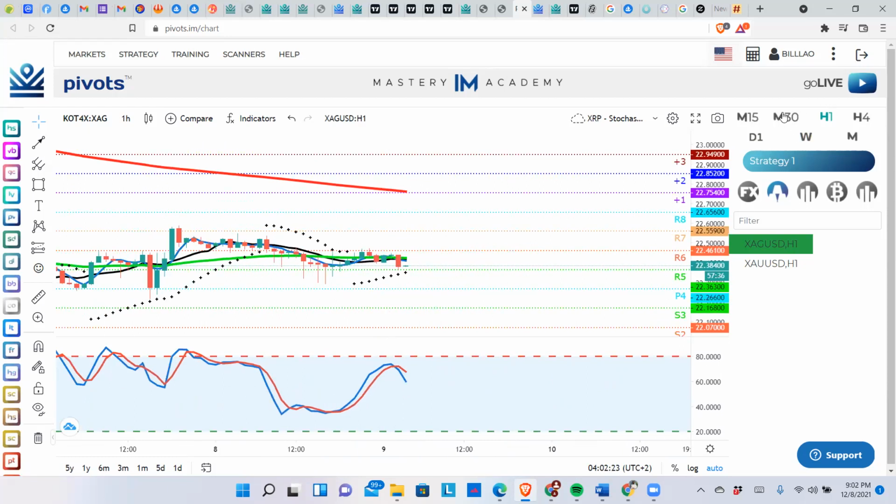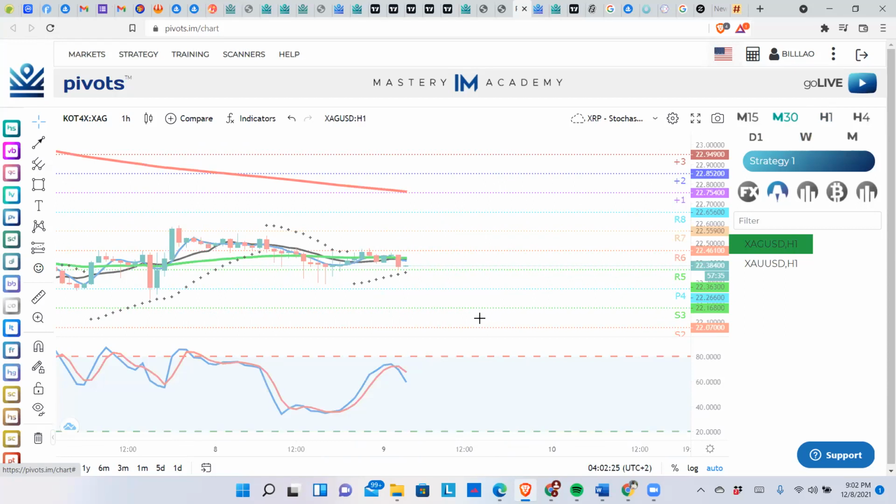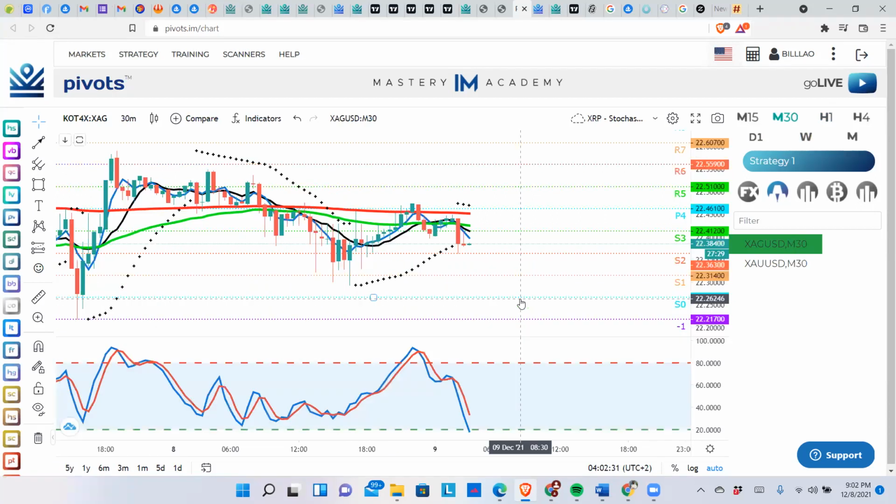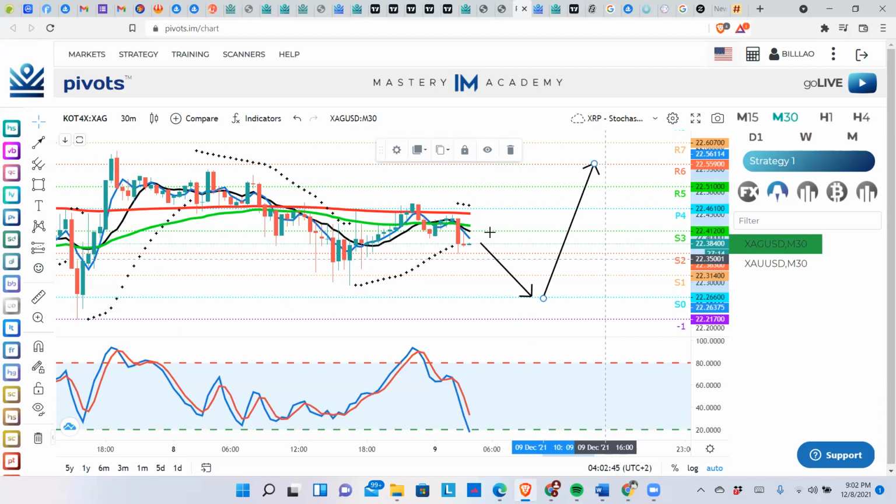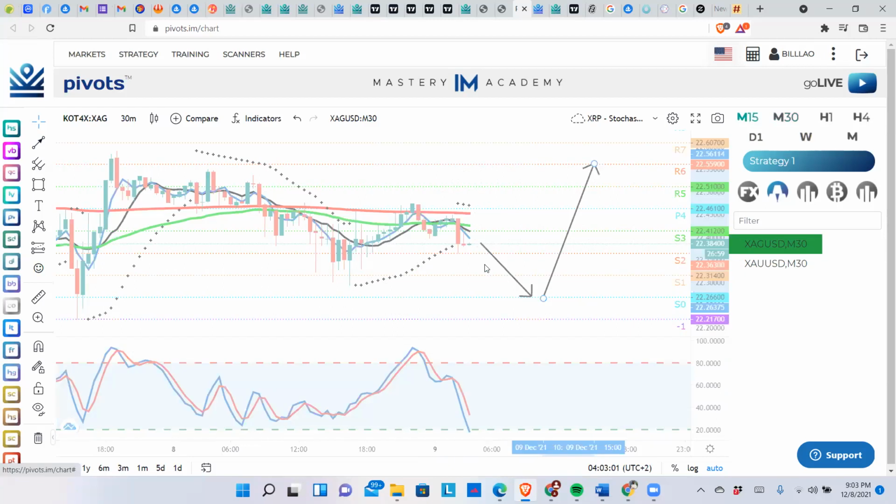So 22.26, if we come to 30 minutes, 22.26 is at S0. So we want to see this, then we want to see a buy from 22.26. Okay. So we want to see a drop to 22.26, then a buy from there. You can see the stochastic is obviously pushing down. By the time it becomes completely oversold, yes, we should probably be at S0. Okay. And on the 15 minutes, this allows you to catch a little bit of pips pushing down.